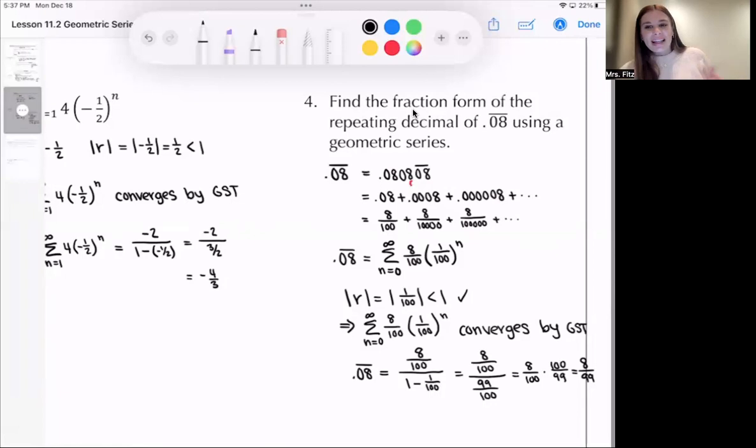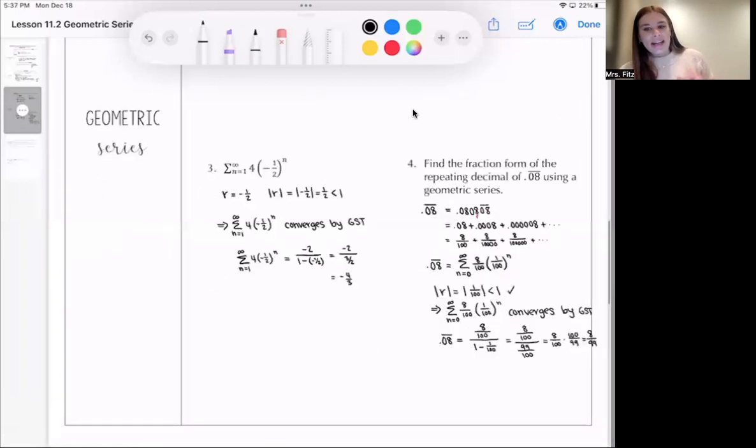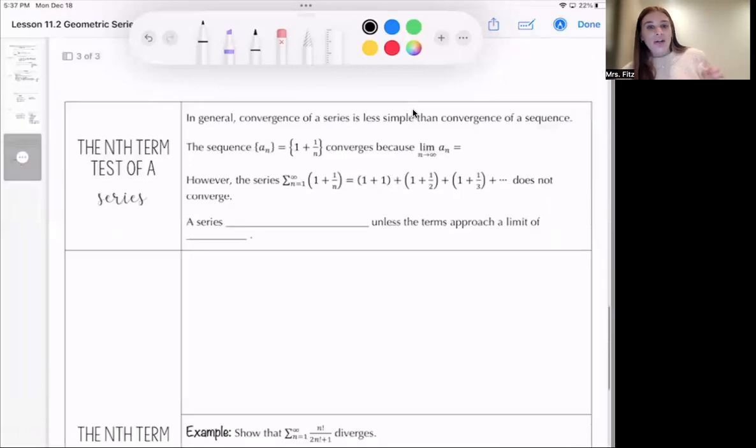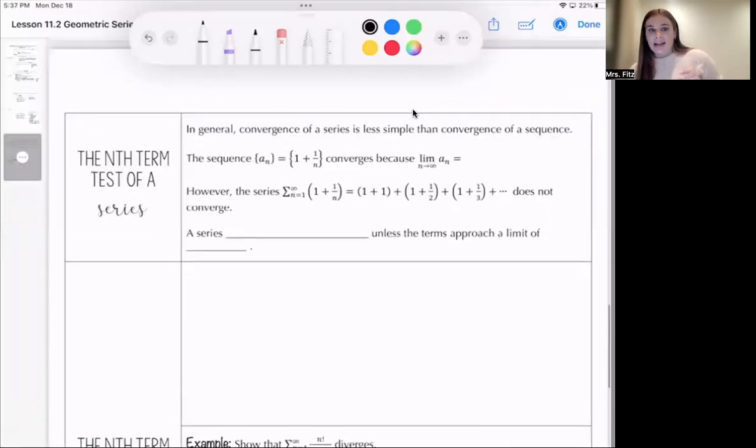Okay, let's go ahead and now move on to the nth term test of a series. Now, be careful because this only proves a certain thing about series. So let's talk a little bit about the nth term test, and I like to call it the nth term test for divergence because it really doesn't prove anything about convergence.